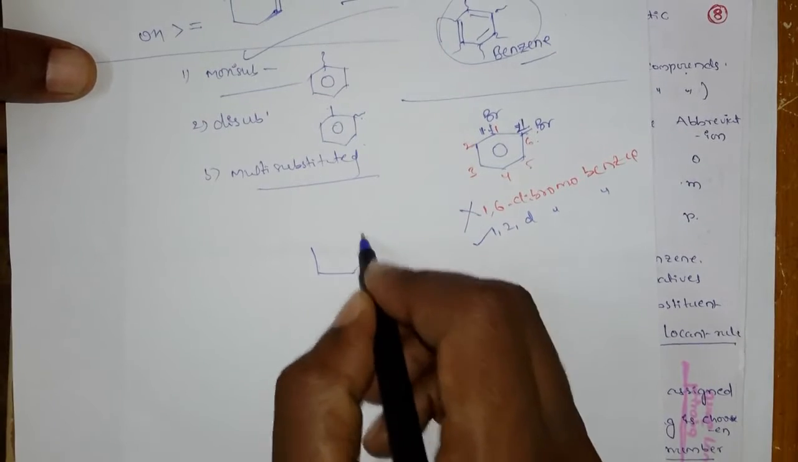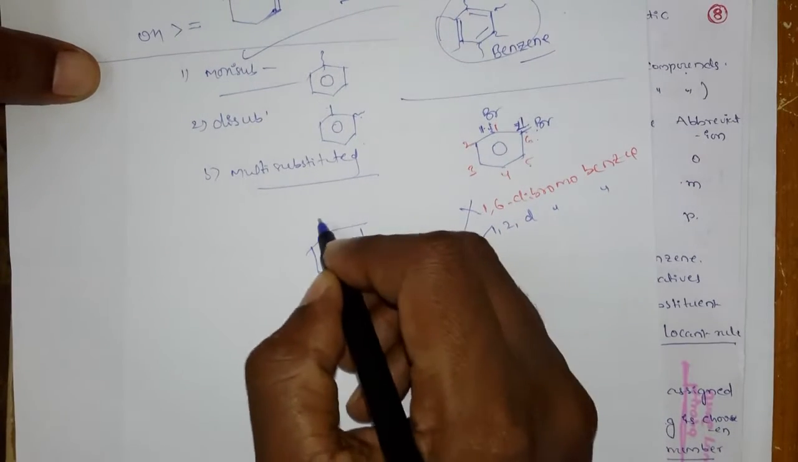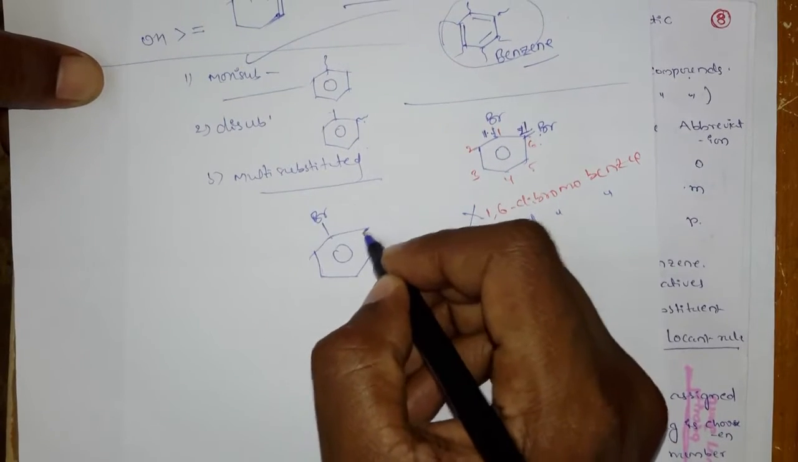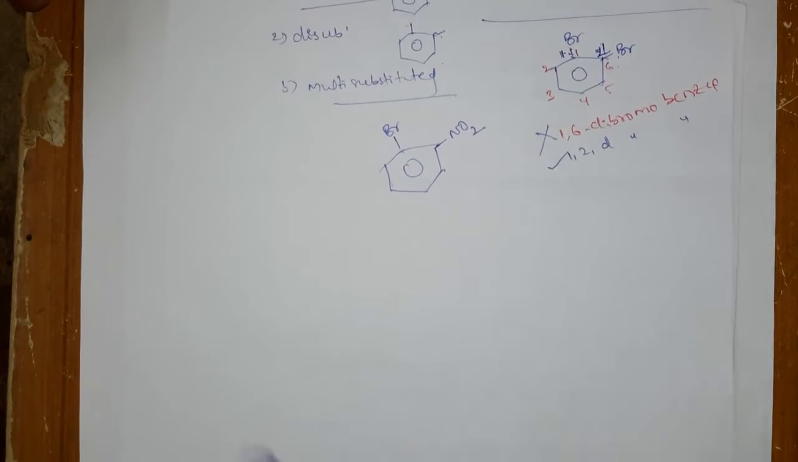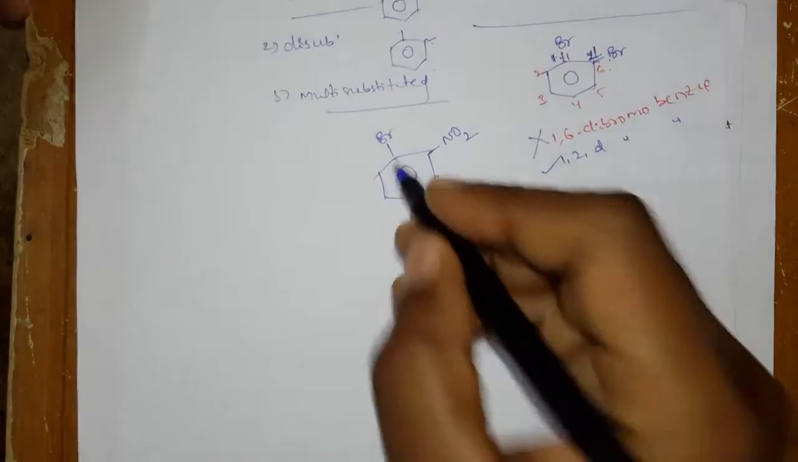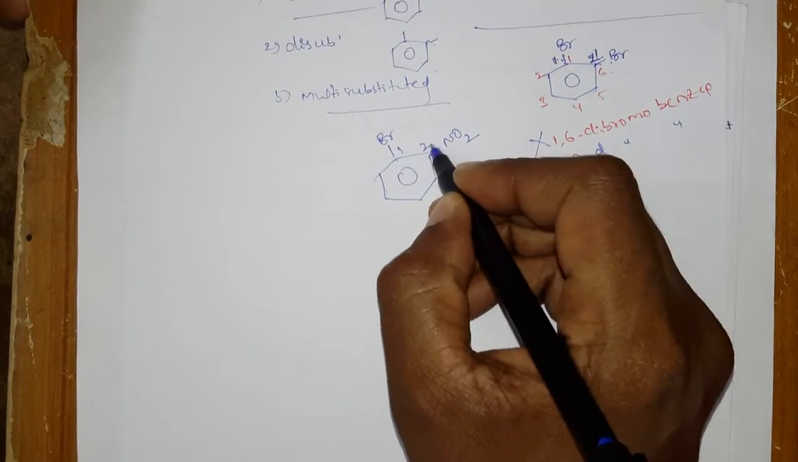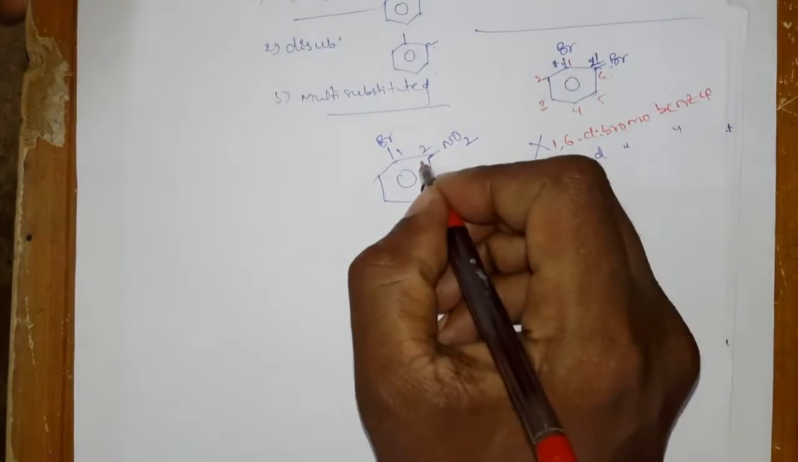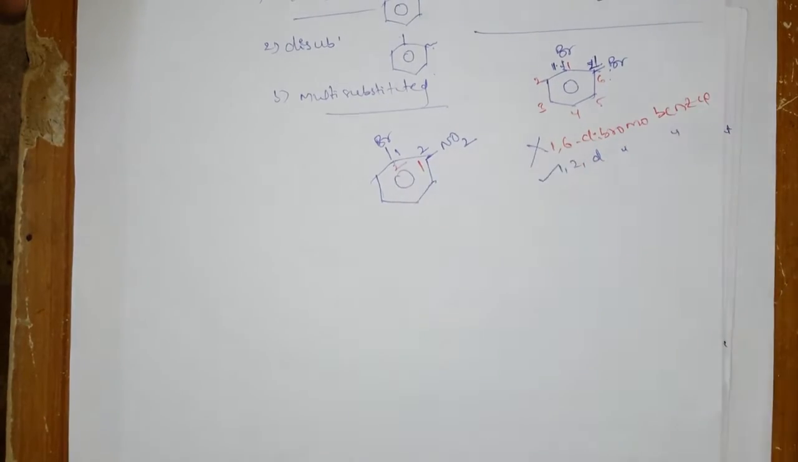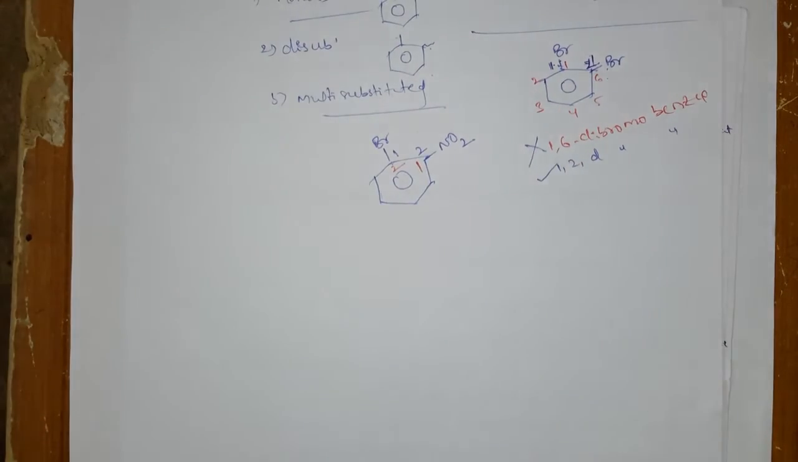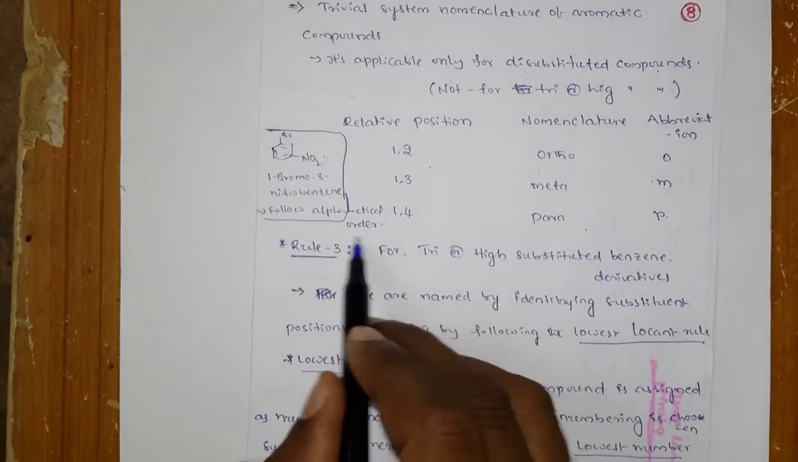But suppose there is a compound like this. Here a bromine is there, here a nitro is there. Okay, one bromine and one nitro. So then from where do you have to start the numbering? Anyhow you will go either this way or this way. Okay, but which one is correct? Bromine will come first or nitro will come first? Here again you have to follow the alphabetical order.